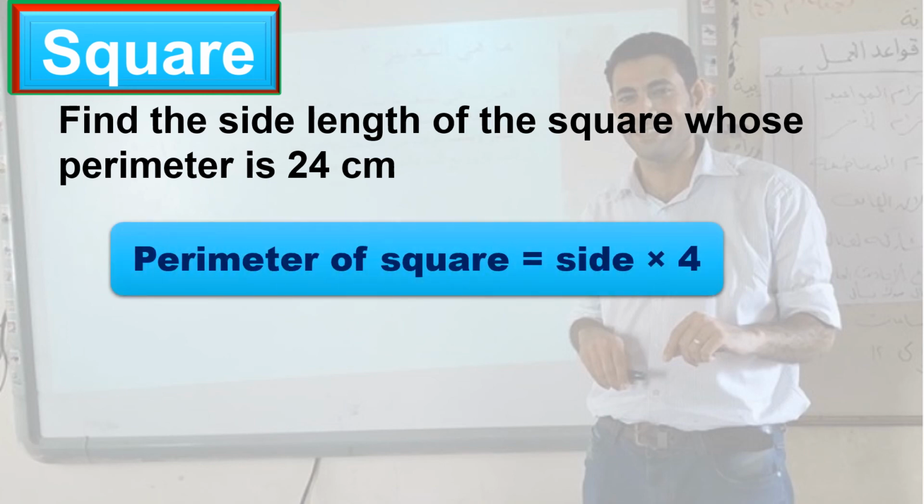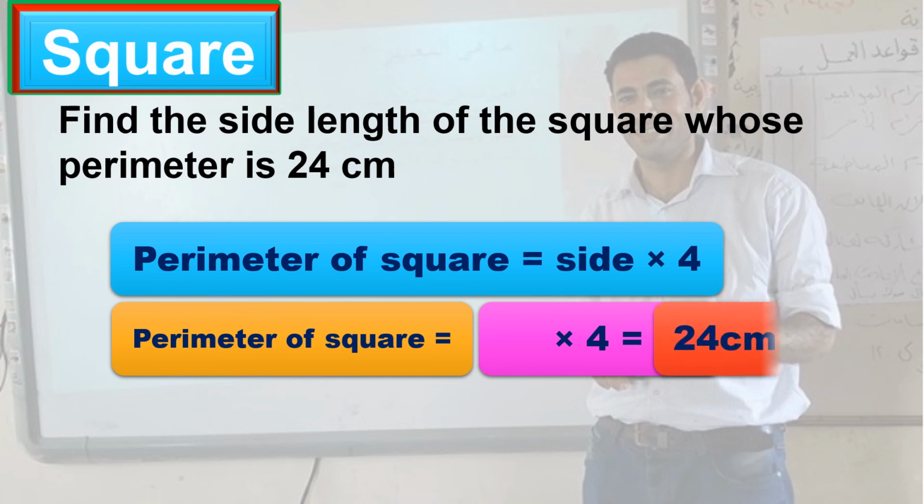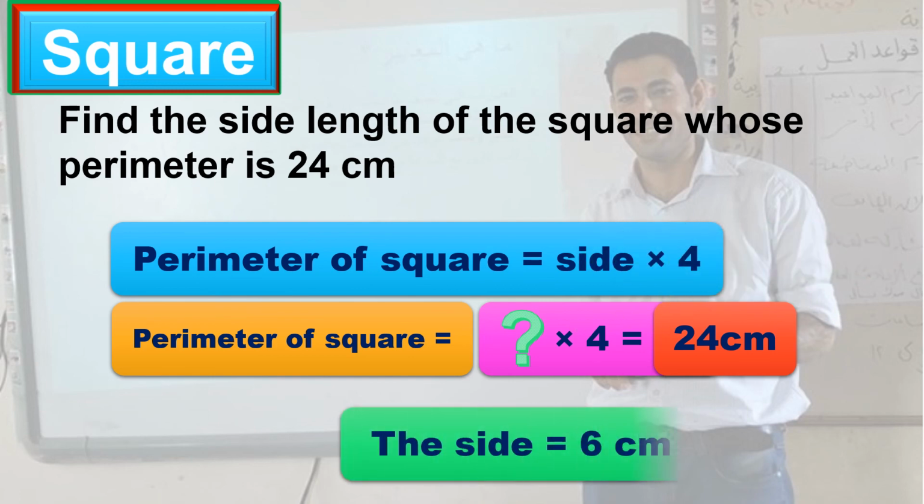في البداية نكتب الرول ونقول perimeter of square equals side times 4. يبقى dots times 4 equals 24. يبقى احنا هنا بنفكر ايه السايد اللي نعمله تايمز 4 عشان تبقى الإجابة 24. طبعا احنا فاكرين تايم تيبل 6 times 4 equals 24. يبقى السايد بتاعنا equals 6 سنتيمتر.